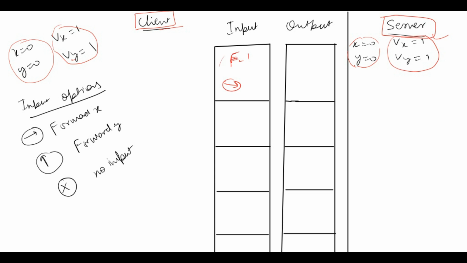And the output for this frame: the user is pressing in the x direction, so the velocity of x equal to 1 will be used, and the output will be x equal to 1. Wait, let me write it more clearly. So the output will be x equal to 1 and y equal to 0. This is for frame 1, and this frame will also be sent to the server. So the server will process this frame. This frame has arrived at the server.